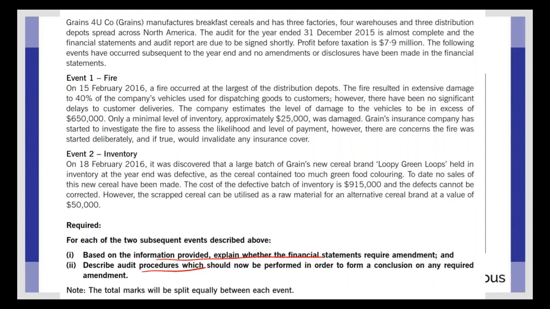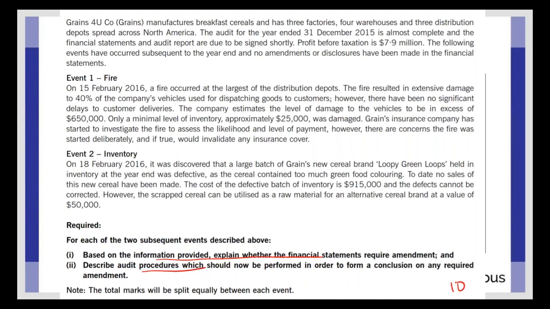The mark allocation is not visible. I can let you know right now. So that the mark allocation is 10. So 5 marks for event 1, 5 marks for event 2. We will discuss each event separately. Event 1, adjusting, non-adjusting, the level of adjustment, materiality, and the procedures.